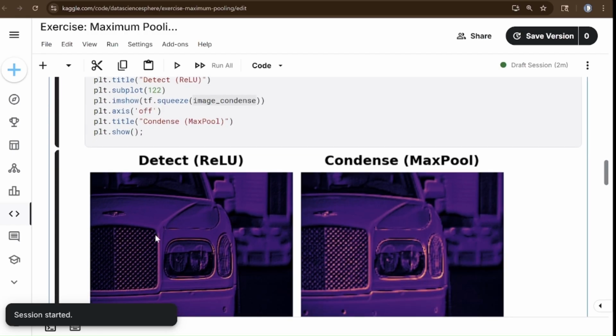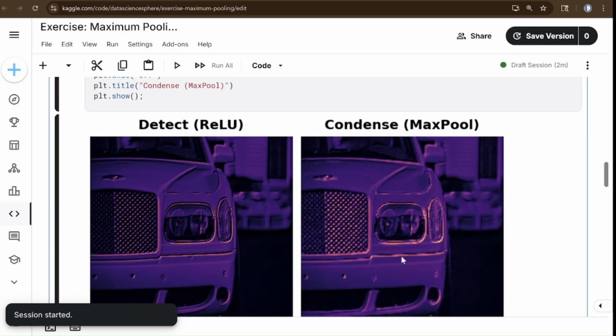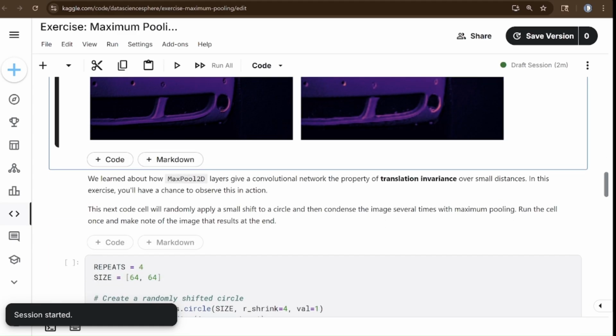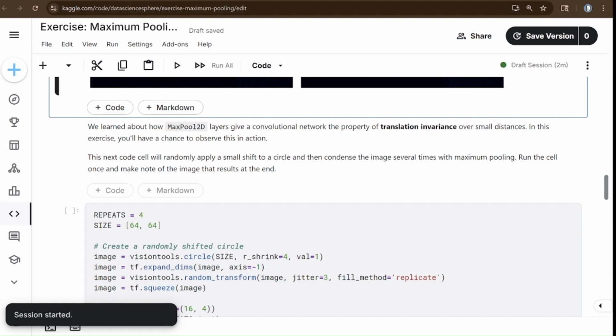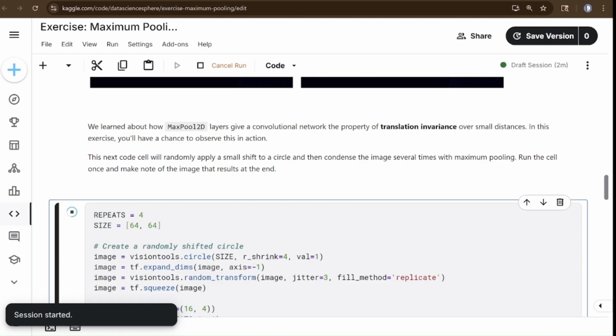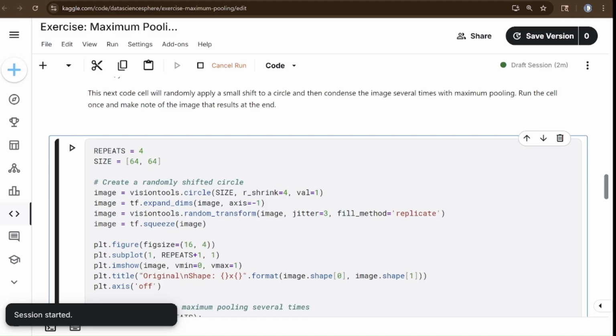See, this is after detect ReLU. You can see that this picture is more enhanced. Okay, the dead features are removed. Now we learned about how it works and the property of translation invariance over small distances. In this exercise, you will have a chance to observe this in action. See, the next code cell will randomly apply a small shift to a circle, then condense the image several times with maximum pooling. Run this cell once and make note of the images that result at the end.